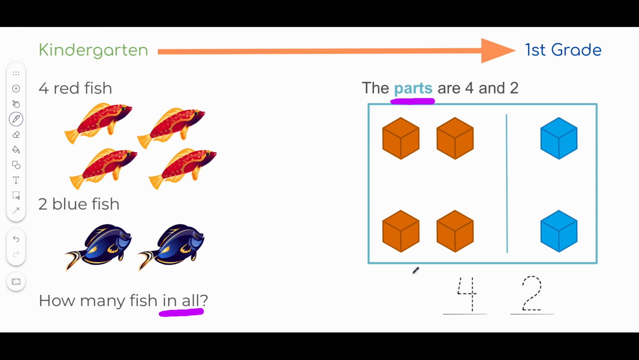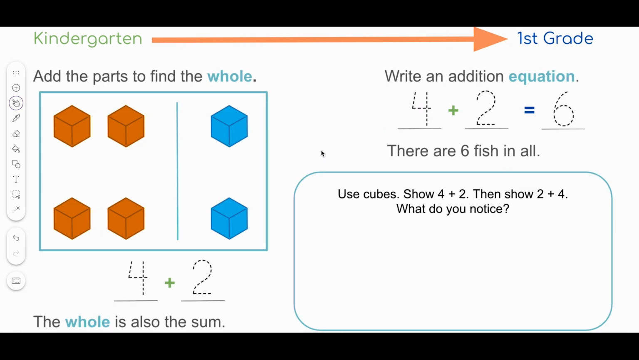They've already filled in the 4 and the 2 for your student, but it's good to get them tracing and used to writing in those numbers. The lesson then moves into showing these blocks as an addition problem. So the two parts get added together. Again, it's just a good chance for your students to trace and practice writing in those numbers. The whole is when we bring these two parts together. So when we add parts, we find the whole.